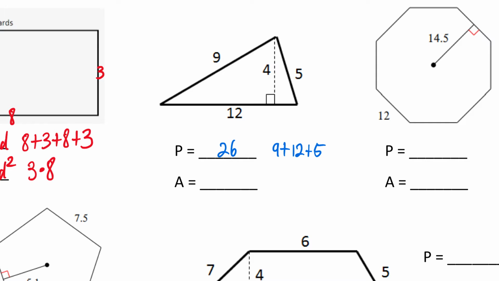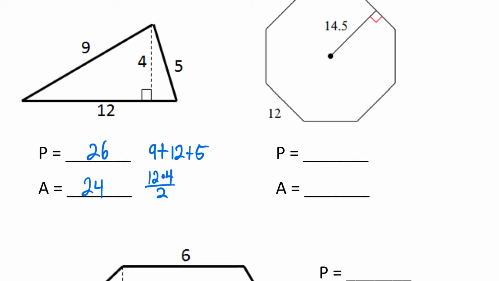Now, how are we going to find the area of that triangle? Base times height divided by 2. So 12 times 4 divided by 2, which is 24. All right, I'm not going to worry about units here.